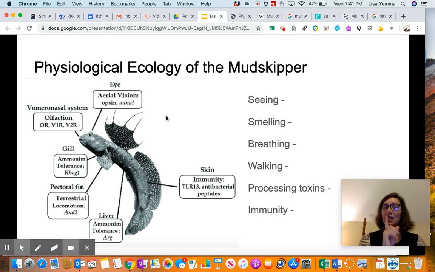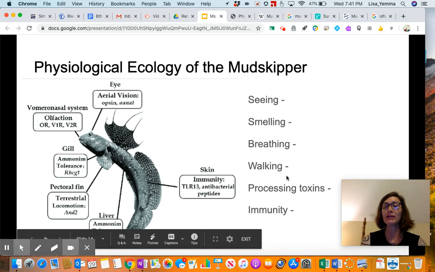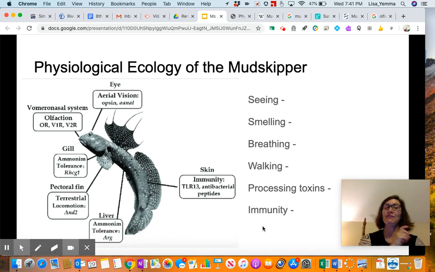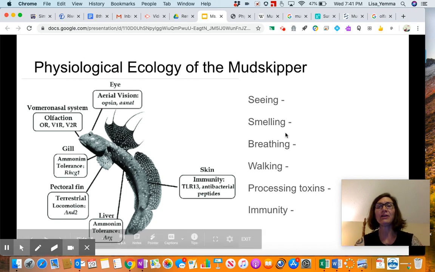Next to my image, I've decided I'm going to continue doing research on eyeballs seeing, the olfaction, the vomeronasal smelling, breathing. I want to know more about the adaptations of the breathing, walking, how they process toxins, and their immunity. I'm going to focus on that part of the physiological ecology of the mudskipper, and I'm going to see how do their eyes help them survive in the environment.